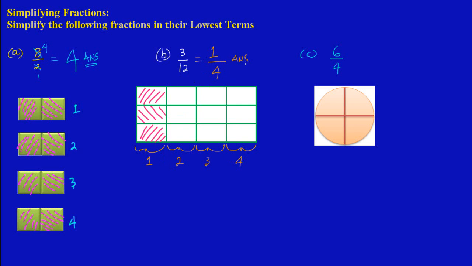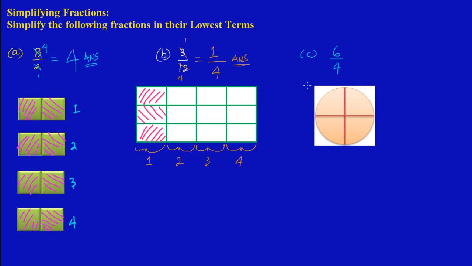Good, because you could just simply say 3 into itself goes once and 3 into 12 goes 4 times. But using a diagram, I believe it helps us to understand the concepts a bit clearer. Okay, now moving on to exercise C. Here they're asking us to simplify 6 out of 4 as a fraction in its simplest term.